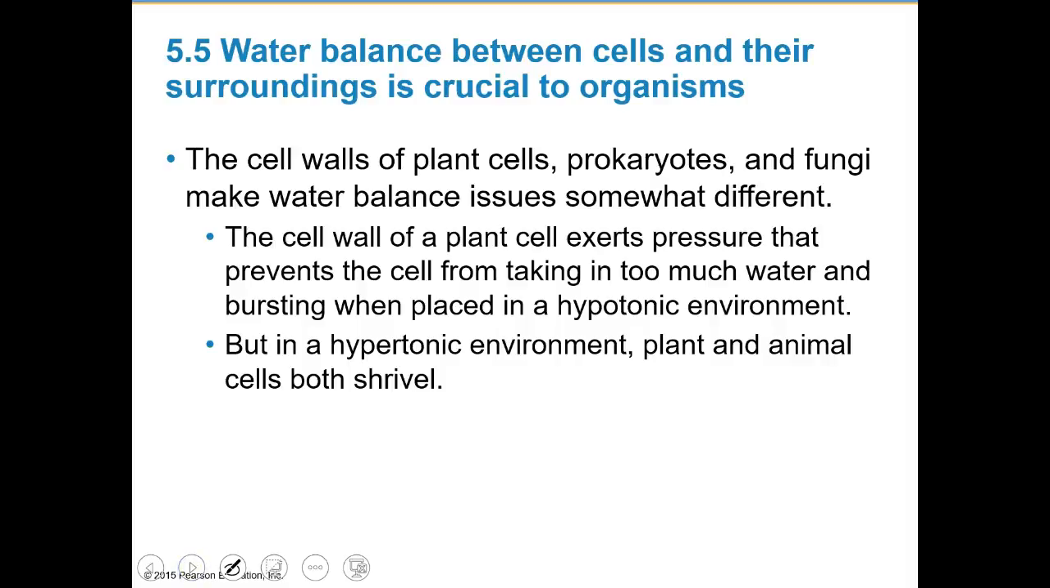So cell walls of plants, prokaryotes, and fungi make water balance issues somewhat different, because the cell wall of a plant exerts pressure that prevents the cell from taking in too much water. That's why you kind of can't overwater a plant. They'll deal with it. They like it. You got to water them a lot, okay? But it prevents them from bursting when placed in a hypotonic environment. But if you're in a hypertonic one, both animal and plant cells will shrivel, and it will not be good.